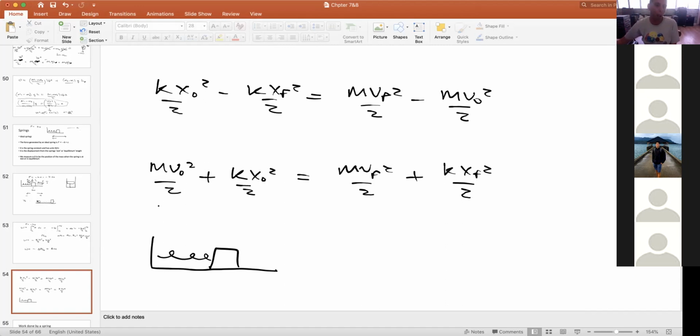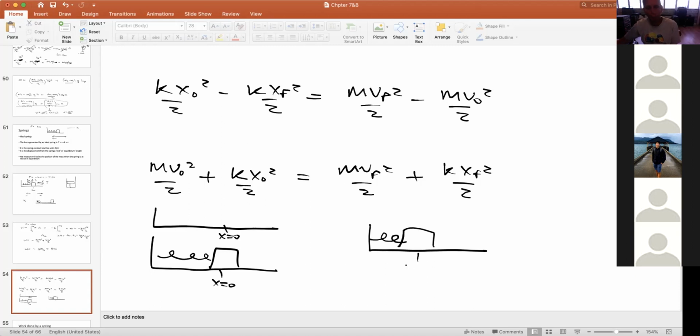let's say that we pull it. So this is x is equal to 0. This is x is equal to 0. This is going to be x is equal to minus 5 meters if you want. x is equal to plus 5. So what we're going to do is this is A, this is B, and this is C. We're going to look at these 3 different energies.